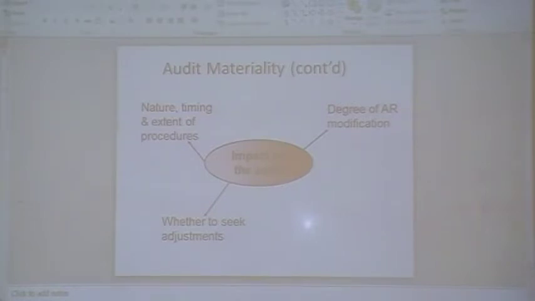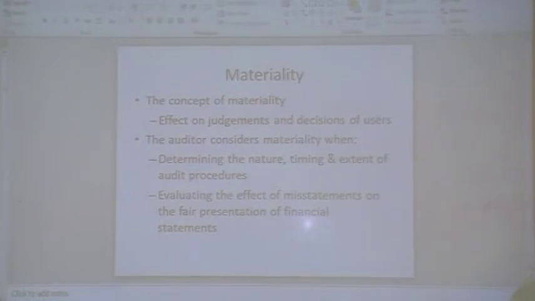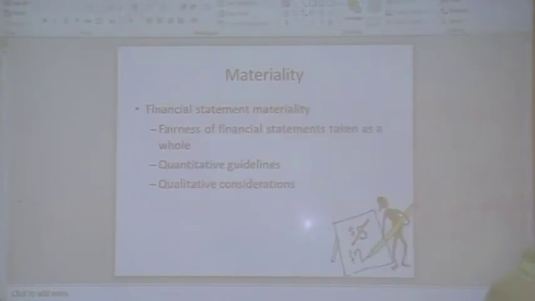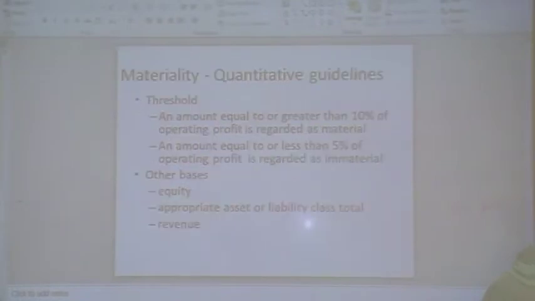Okay, quantitative decisions. Threshold: an amount equal to or greater than 10% of operating profit is regarded as material. An amount equal to or less than 5% of operating profit is regarded as immaterial. So if you're testing your debtors at the end of the year to make sure all your debtors have been included in your audit, and discover that they left out 20,000 worth of debtors, you must decide: is that material to the audit or not?